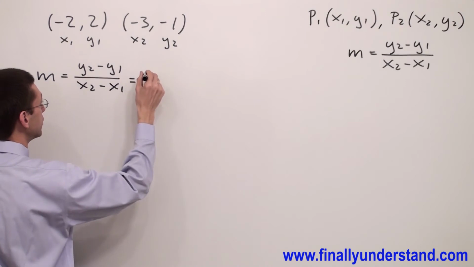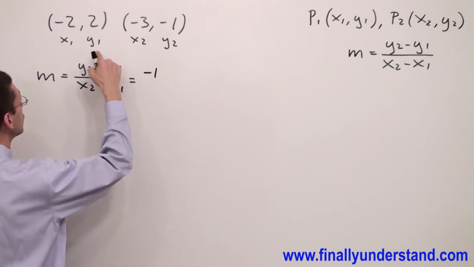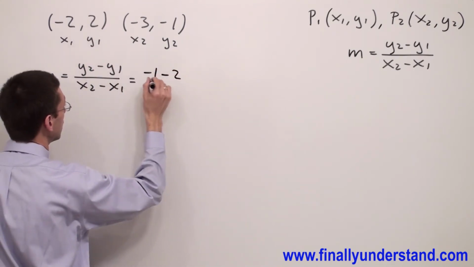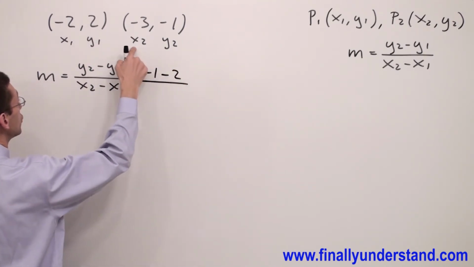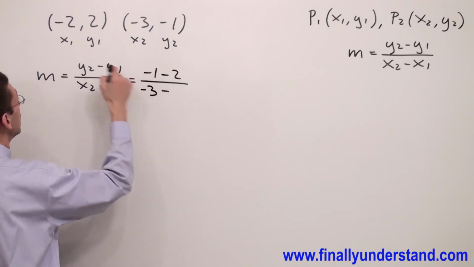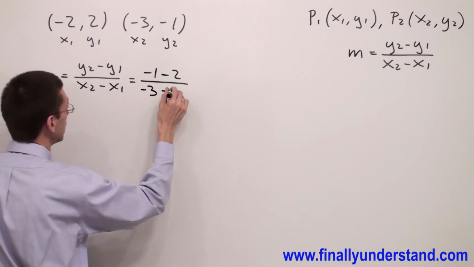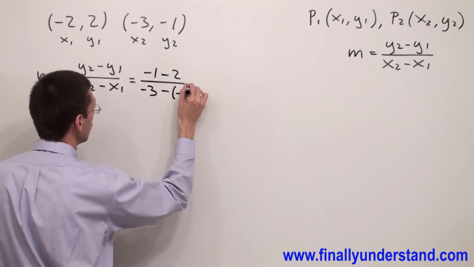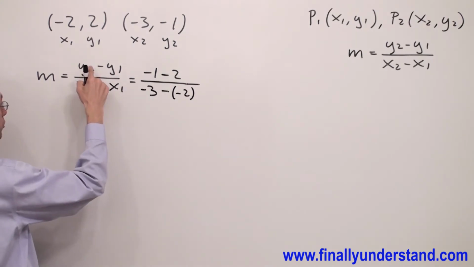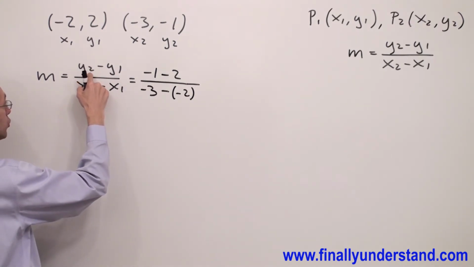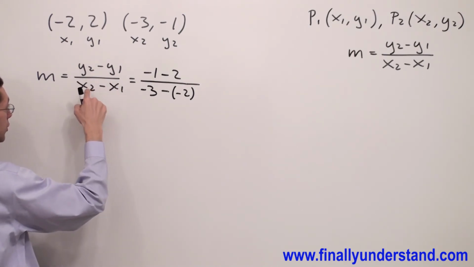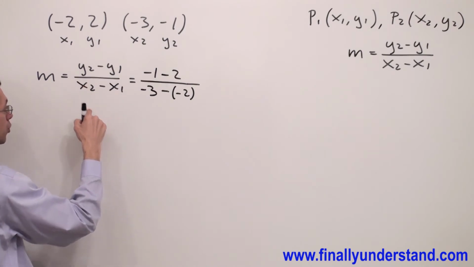y2 is equal negative 1 minus y1, which is equal 2. x2 is equal negative 3 minus x1, negative 2. Please notice that the order is very important. We subtract from y to y1 and from x to x1. You cannot switch the order, okay? So you have to always keep this order.